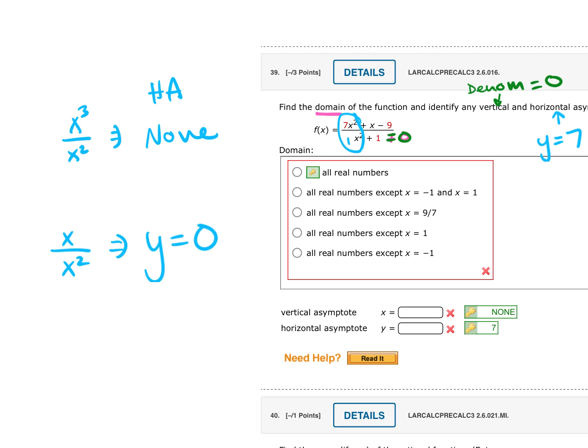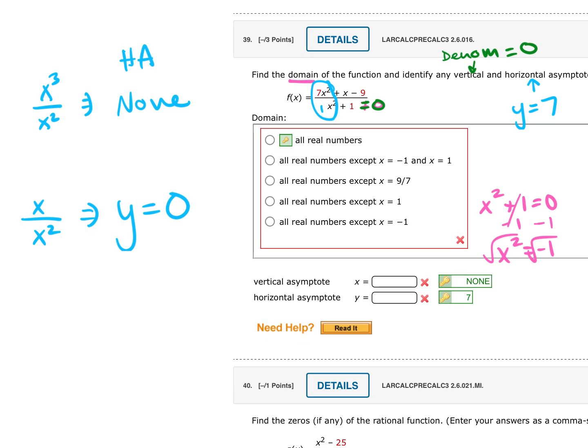Yes? How did you get the horizontal numbers again? Because when I started to do it, x squared equals -1. So when we solve, subtract 1, x squared equals -1. What do you get when you take the square root of -1?